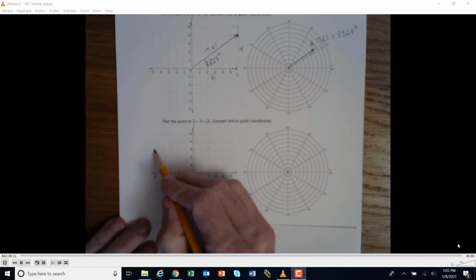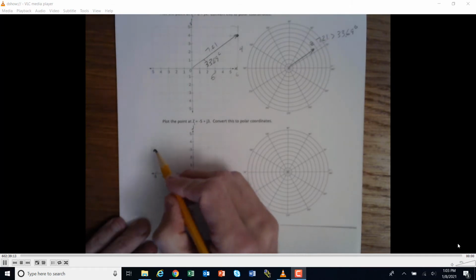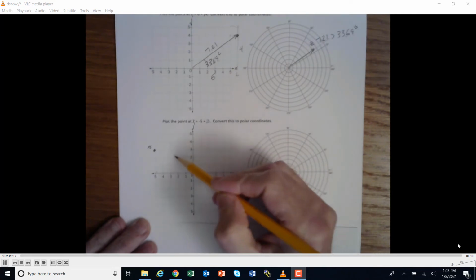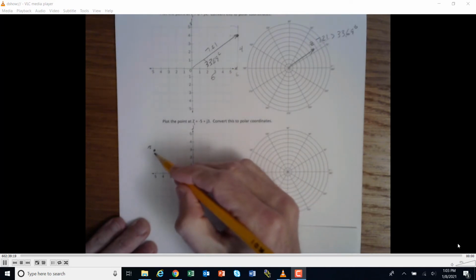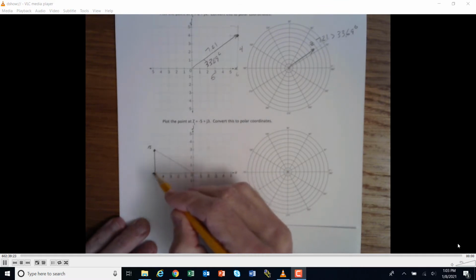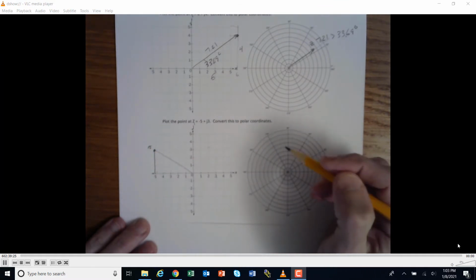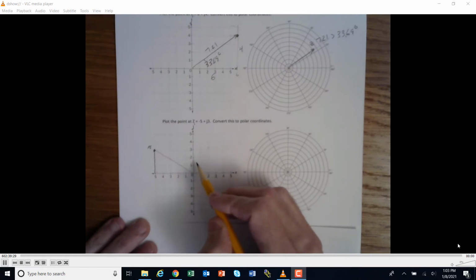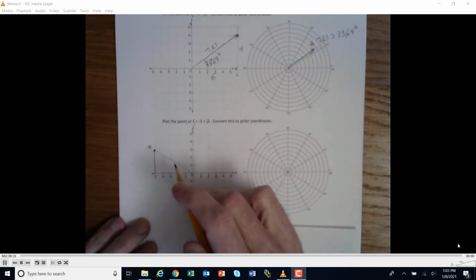Okay, so there's my point right there. Now this is in quadrant 2 right here. That's why we're doing this one, because if we look at this triangle right here, we need to apply a couple of these angles to our polar, realizing that we're in quadrant 2.